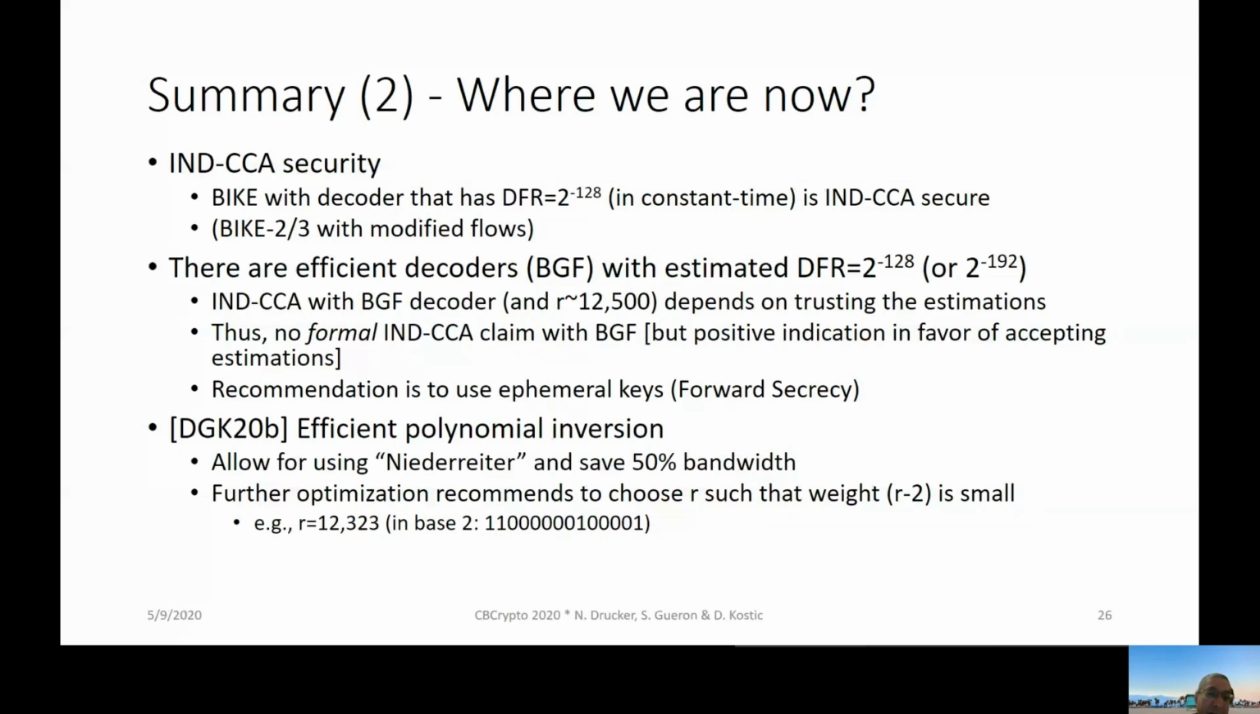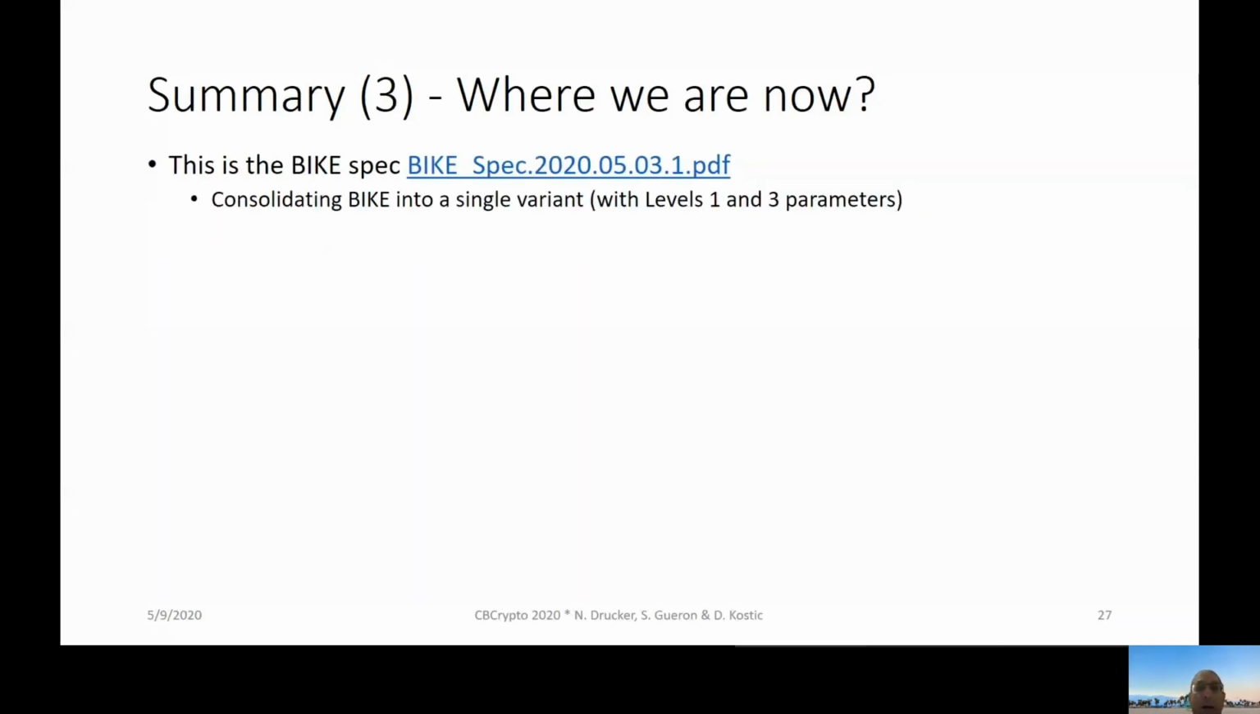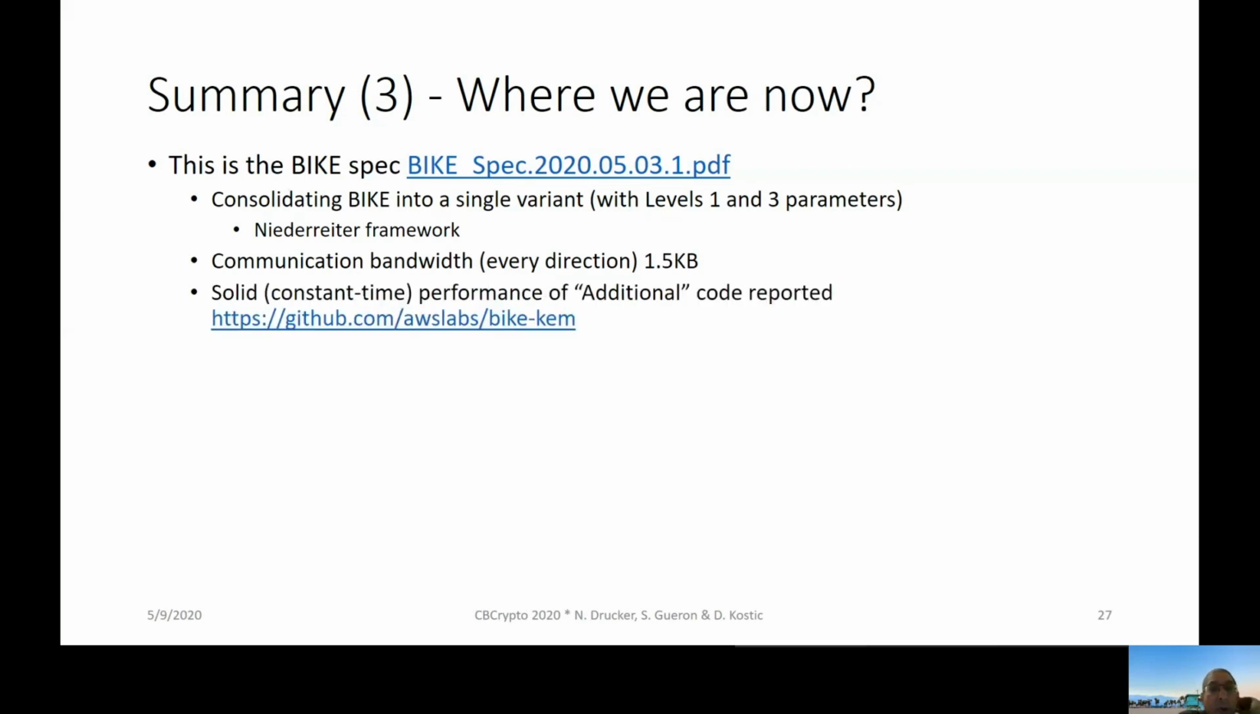And this actually leads to the new BIKE spec. The new BIKE spec consolidates all of the BIKE into a single variant. There is only one BIKE right now. It comes with two flavors, level 1 and level 3 parameters, but they are the same flows. It uses the Niederreiter framework. The communication bandwidth for every direction is 1.5 kilobytes only. There is a solid constant time performance for additional code.